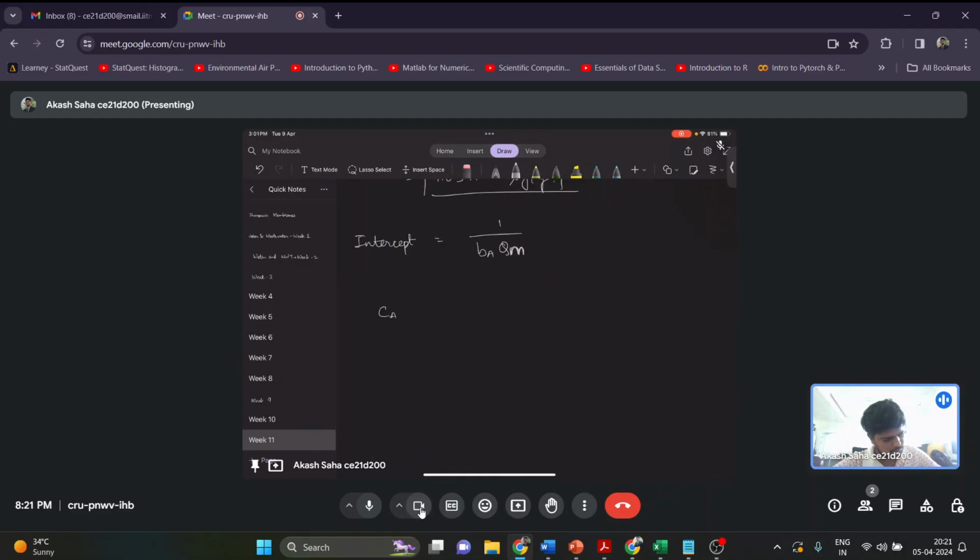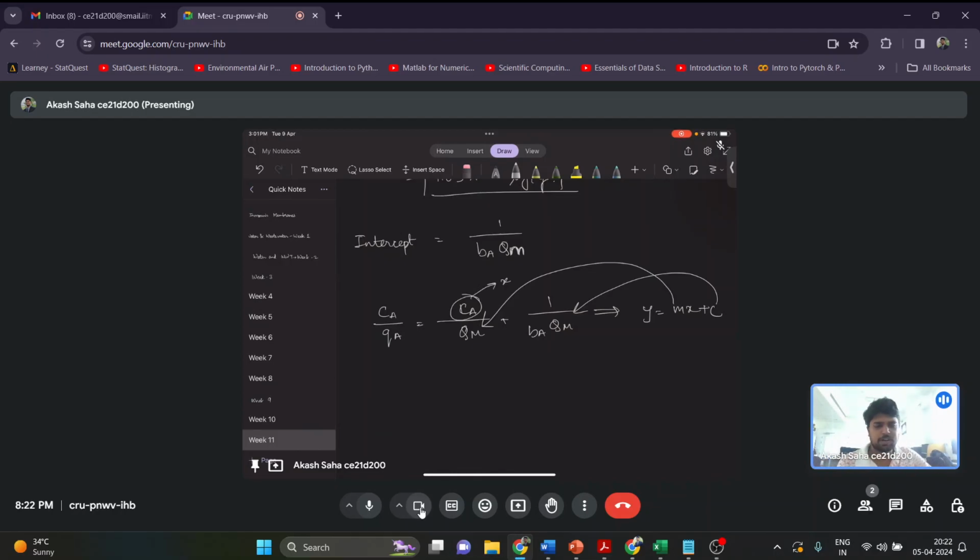So we have Ca by Qa is equal to Ca by Qm plus 1 by Ba Qm. So this is actually equal to y is equal to mx plus c. So my m value will be this one and my c value will be this one. Okay, this is my x. This is my x. Fine.